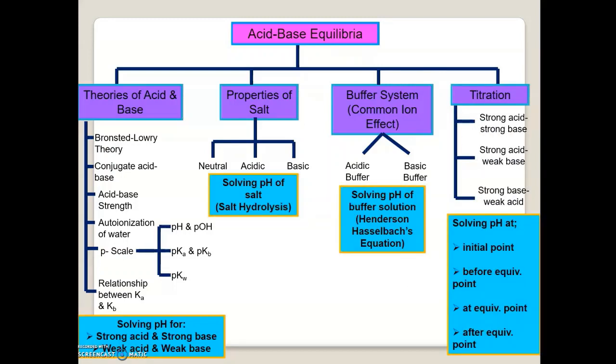You have to be able to calculate the pH during a reaction: the pH of the strong acid, strong base, weak acid, weak base, the pH of the salt, and the pH of the buffer solution. And for the titration, we have to be able to calculate the pH at the initial point, a point before the equivalence point, a point at the equivalence point, and a point after the equivalence point.